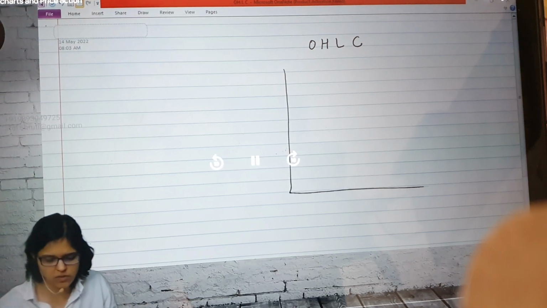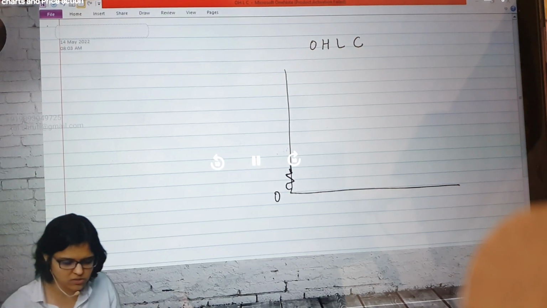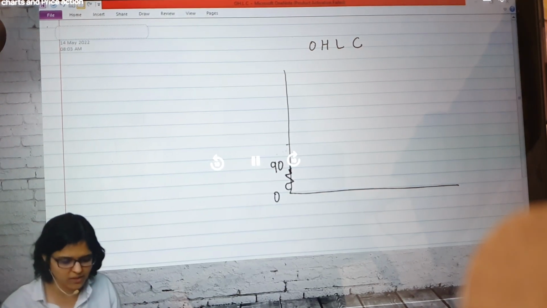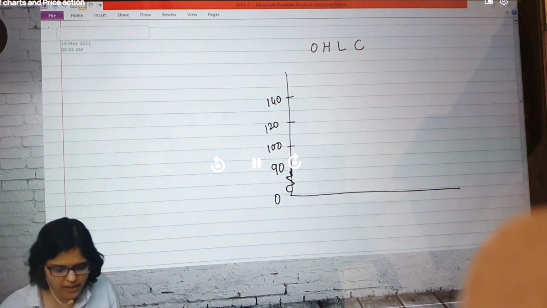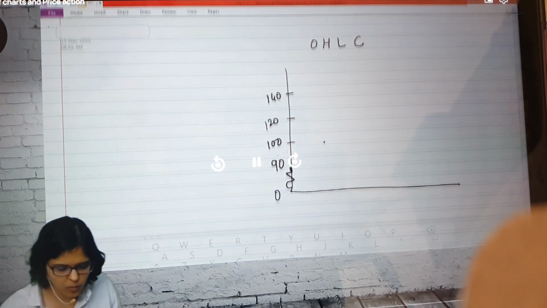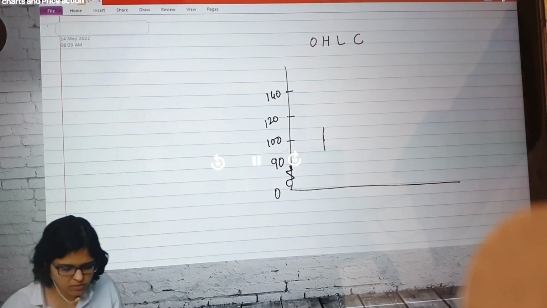So assume that this is our chart. I can directly put a good scale here: 90, then 100, then 120 and 140. Assume that a stock opened at 100 today. Opened at 100, went up, came down, and closed somewhere here at 115. Let us say closed at 115.